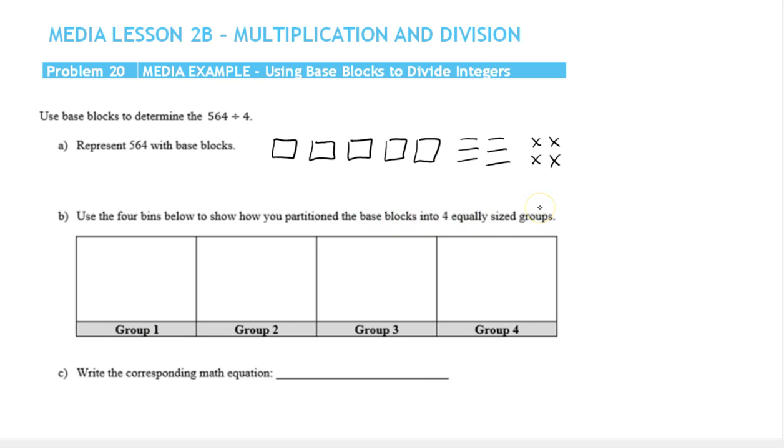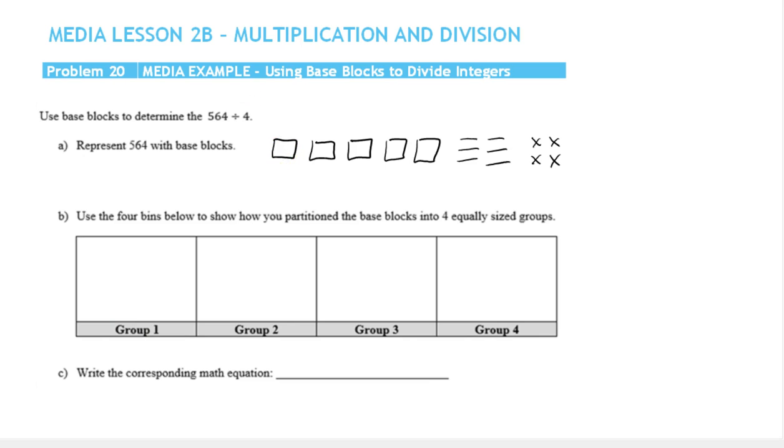So this is kind of like the idea with the lollipops. We basically want to give equal amounts to each group until we run out of base blocks, to get them into equally sized groups. So we don't know how many go in each group, we just know how many groups there are. So let's start by drawing this.